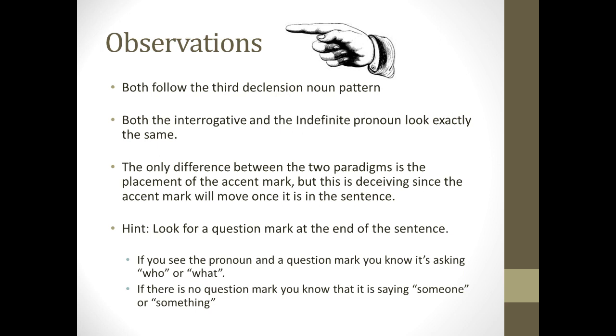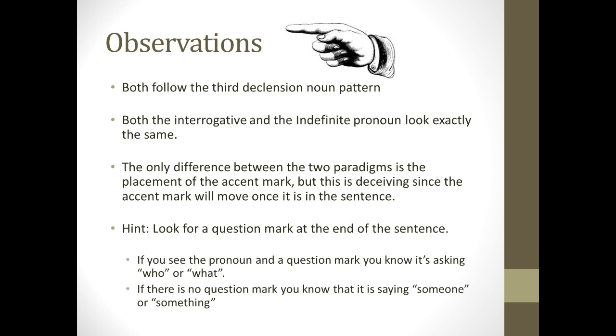The only difference, however, as you look closely, is that between the two paradigms, the interrogative has the accent mark on the first syllable, while the indefinite pronoun has the accent mark on the second syllable. Now, while it's displayed this way, this could actually be a little deceiving, because it might lead you to believe that if you just figure out where that accent is, you'll know whether or not you're asking a question or pointing out the indefinite subject.